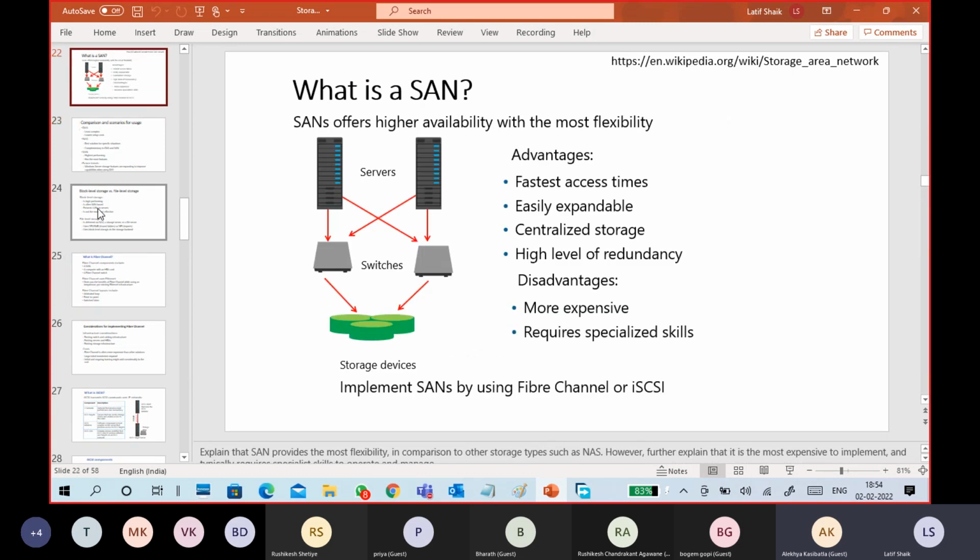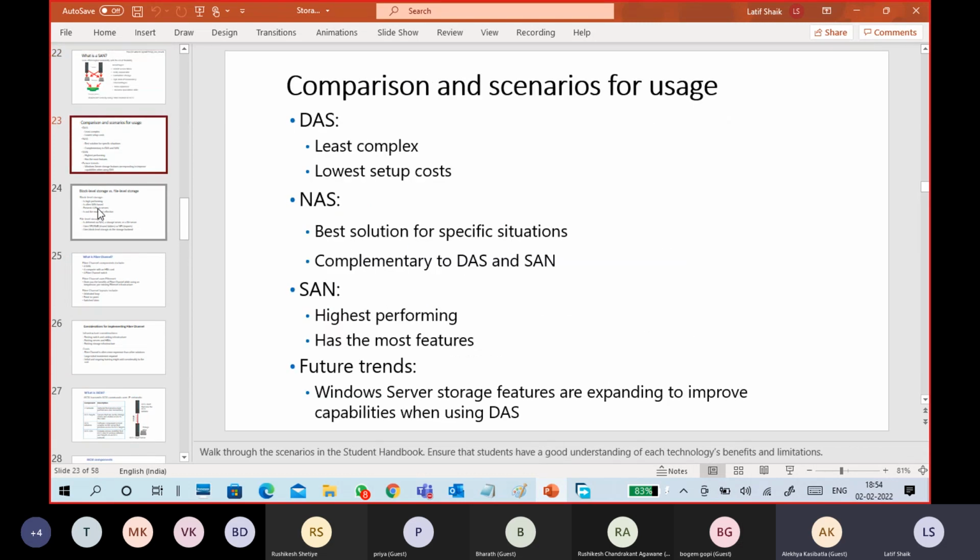And the last point in this one, and we'll close. Already it is 7 o'clock and I have to go out. Okay, so comparison. DAS is least complex, lowest setup. DAS means direct attached storage: your storage device is directly attached to your system only. NAS is network attached storage, less complex, but it is not an enterprise solution. Lesser cost than a SAN.